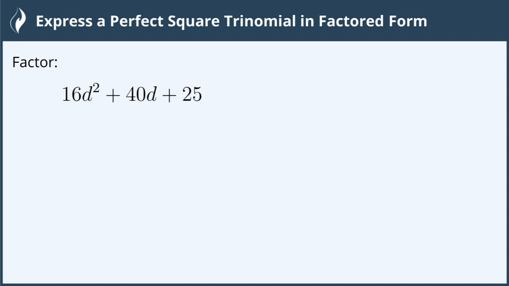Now, our A is 16 and our C is 25. So A times C gives us 400. We're also going to identify our B value. B is the number in the middle, which is going to be a 40. Notice that we're not including the variables in here. It's just the coefficients. So that's why we have just 400 and just 40.